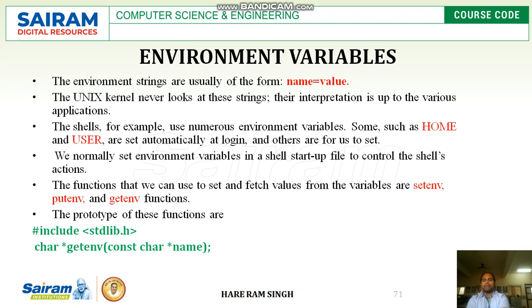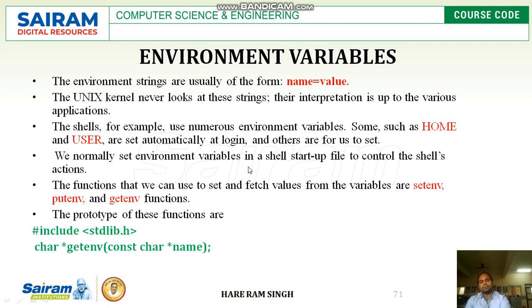The next topic is environment variables. The environment strings are usually of the form name equal to value, and wherever you see that, it is called an environment variable. The Unix kernel never looks at these things. Their interpretation is up to the various applications. The shell, for example, uses numerous environment variables. Some, such as HOME and USER, are set automatically at login, and others are for us to set.